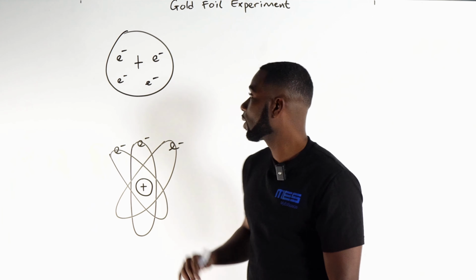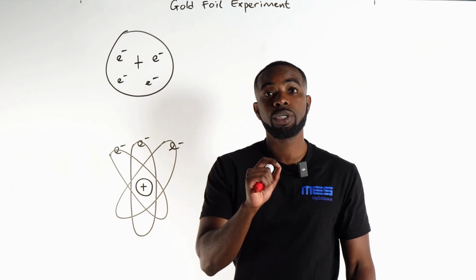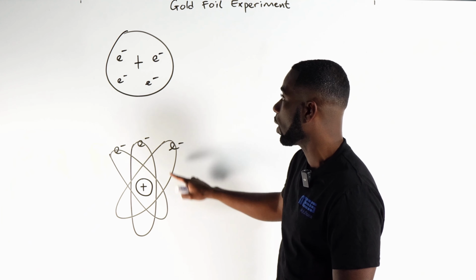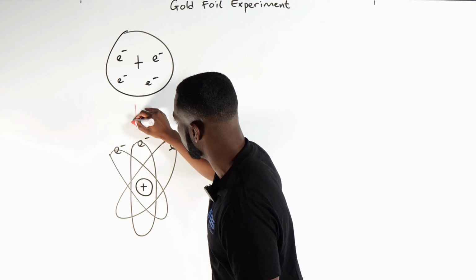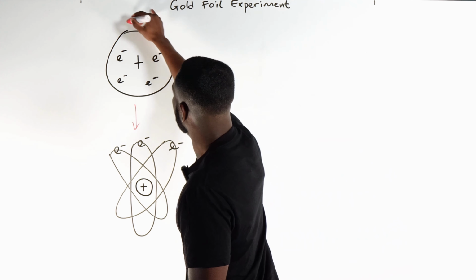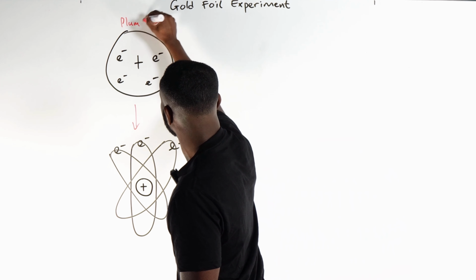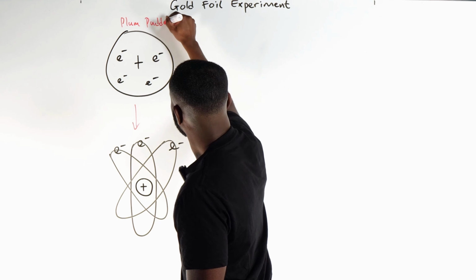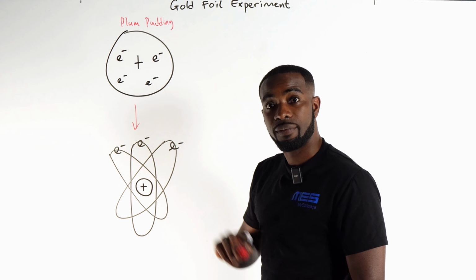And just like magic, we're in the explanation stage here. So what you need to know is we're looking at the reason why we go from the plum pudding model to our nuclear model over here. So this will be the plum pudding model. Let's label that for you. And underneath we have the nuclear model.